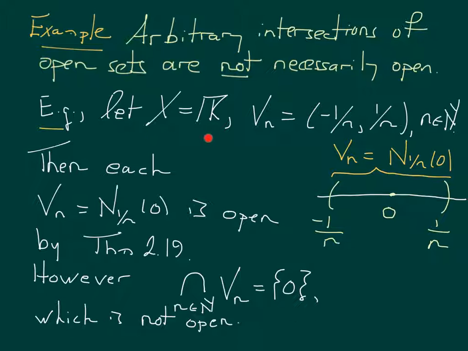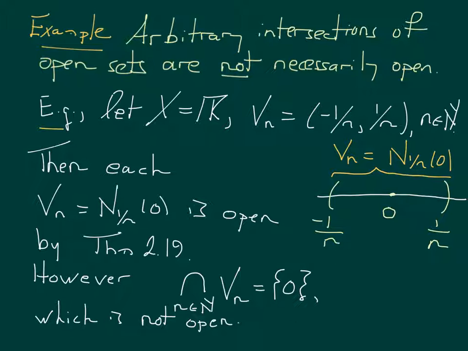We take X to be equal to the real line with its usual Euclidean metric, and we let V sub n, for each positive integer n, be the open interval minus 1 over n to 1 over n. So here's the picture of V sub n, and you might notice that V sub n is in fact the 1 over n neighborhood about 0. So, because each V sub n is the 1 over n neighborhood about 0, we know that each of these V sub n's is open, because in Theorem 2.19, we proved that in any metric space, any epsilon neighborhood is open.